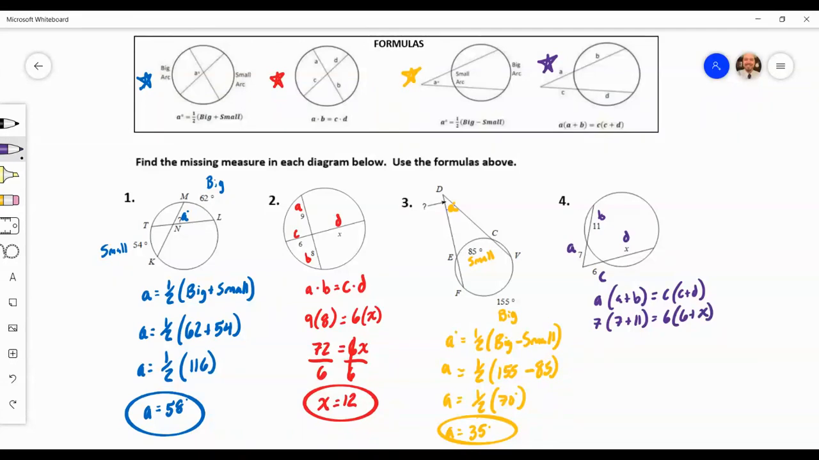Okay, we'll go ahead and solve algebraically. 7 plus 11 is 18, and that is equal to, we'll distribute on the right side, 6 times 6 is 36, and 6 times X is 6X. 7 times 18 equals 126, and that's equal to 36 plus 6X. We'll subtract 36 now from both sides, and we get that 90 is equal to 6X. We'll divide both sides by 6, and we get that X is equal to 15. This is our final answer.